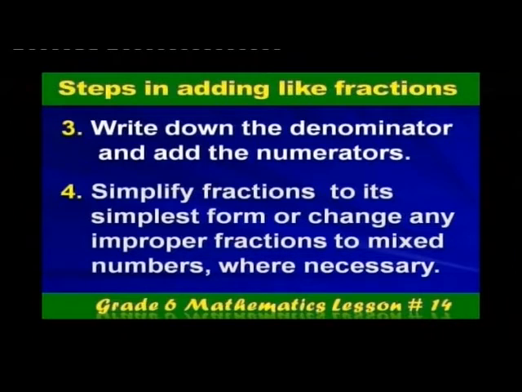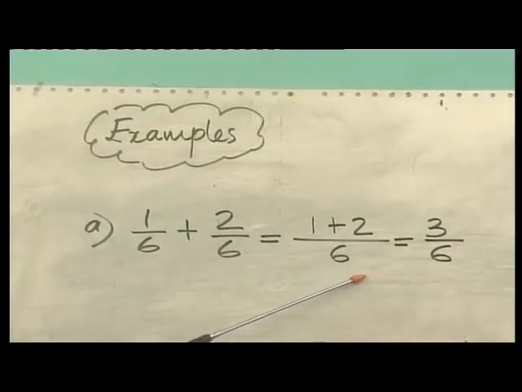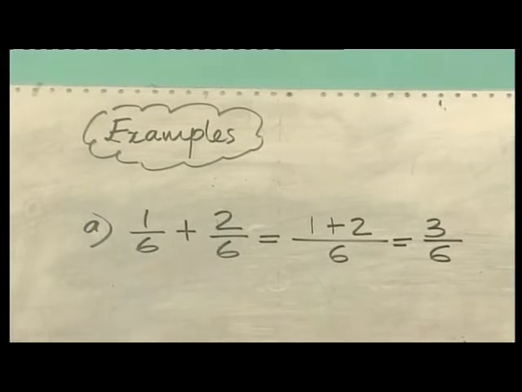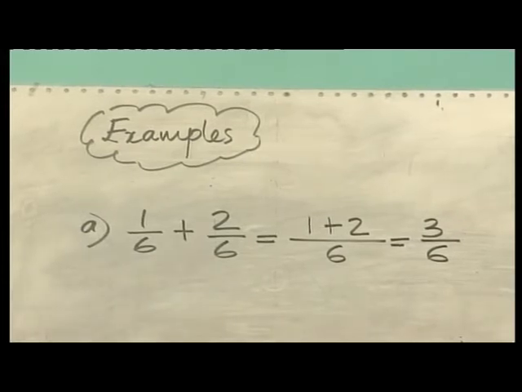Okay, the last step says that when we are adding fractions, we need to simplify fractions or change any improper fractions to mixed numbers only where necessary. Now in adding fractions with the same denominator, some fractions can be simplified to the simplest form. Others, when they are given in improper fraction, need to be changed to mixed numbers.